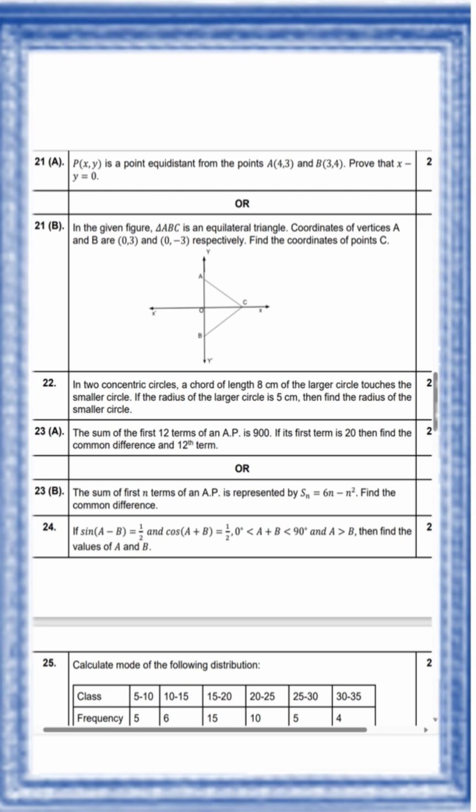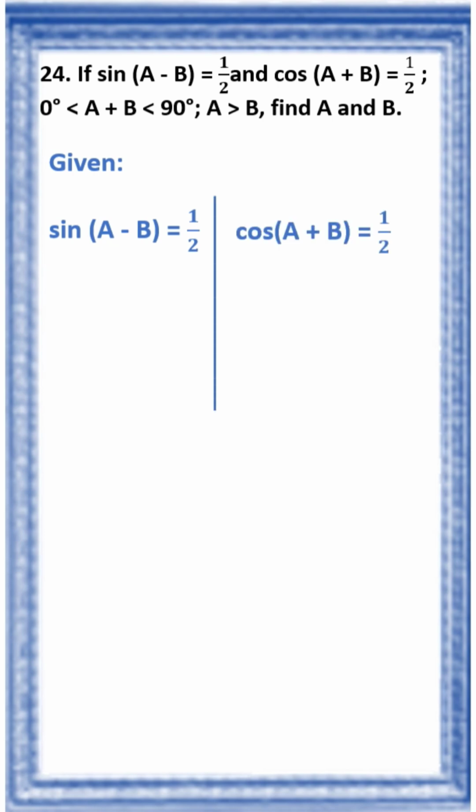Now let us solve question number 24, that is, if sin(A minus B) is half and cos(A plus B) is half, A is greater than 0 and lesser than 90 degree, A is greater than B, find A and B. Now what has been given? Sin(A minus B) is equal to half, and also cos(A plus B) is half.